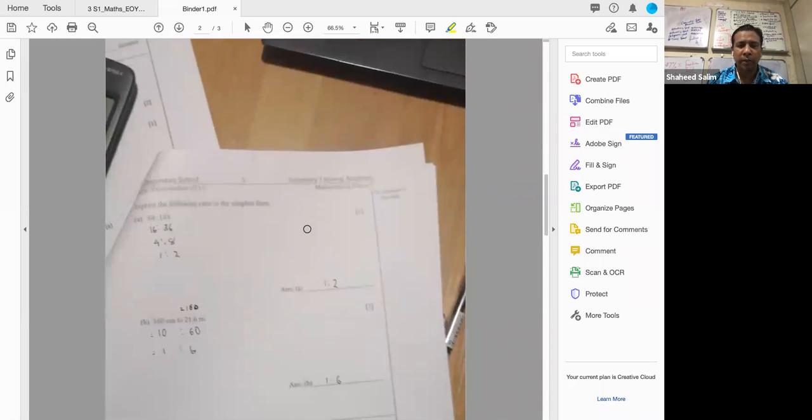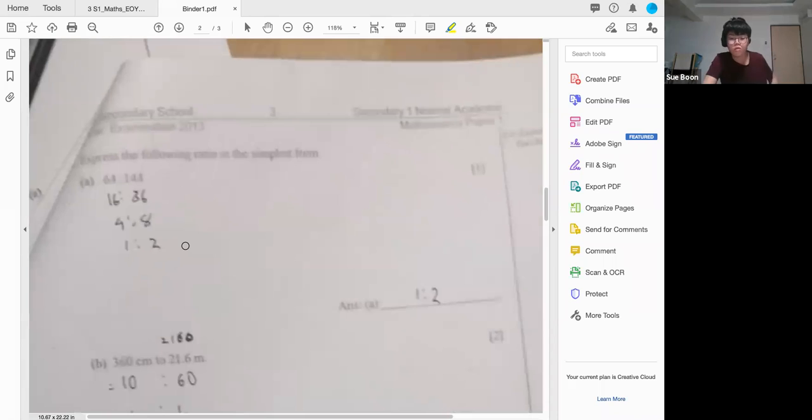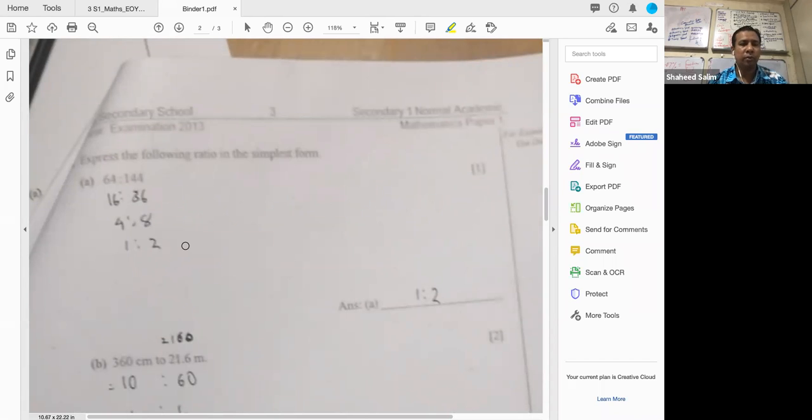So next one. 1 is to 2. 64. I don't think it's 1 is to 2. You divide by 4, you divide by 4. 16 times 2 is 32. So 64, you divide by what? Divide by 4, is it? You divide by 4. Okay, this one is correct, I think. 36 divided by 4 is 9.